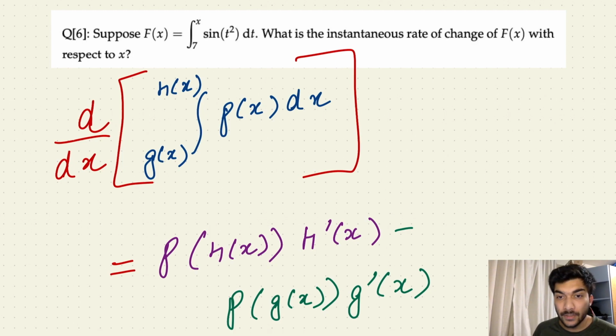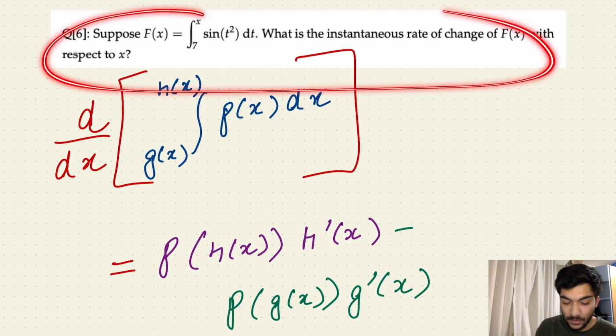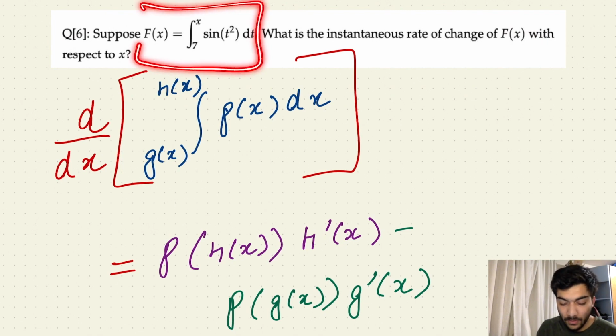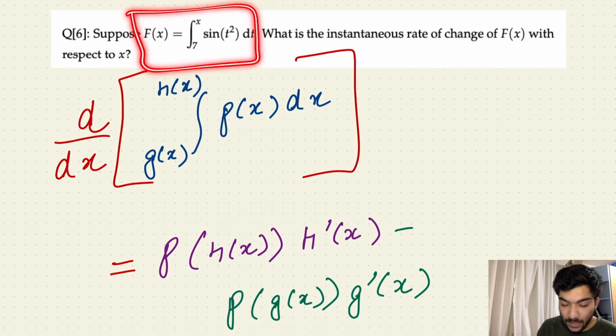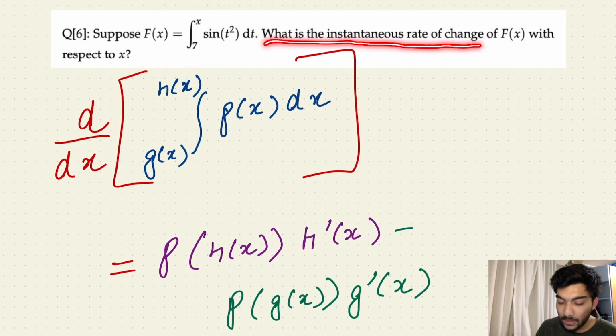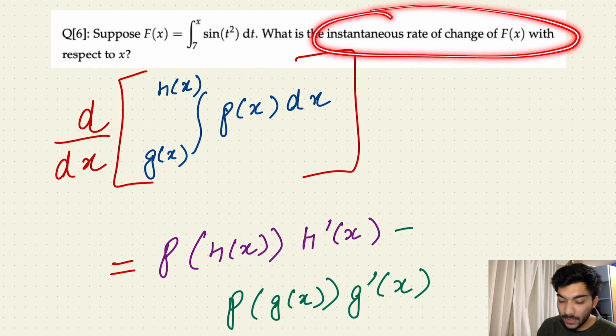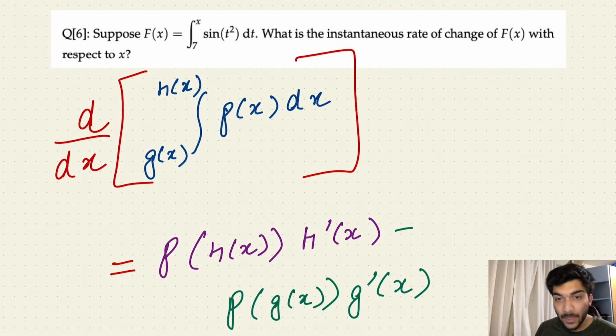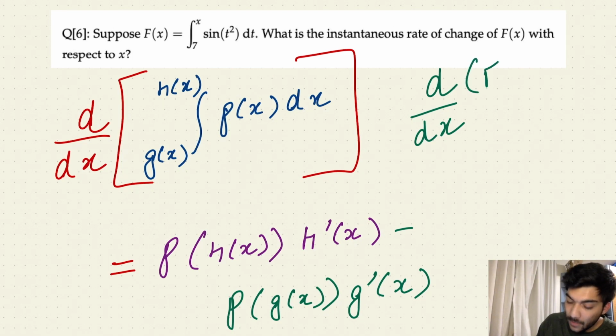And now based on this expression, let's calculate the answer to the given question that we have. In this question you have been given the capital F(x), which is the definite integral, and based on this capital F(x), you have to calculate the instantaneous rate of change of F(x) with respect to x. Whenever I see this term, the rate of change of F(x) with respect to x, I know that I'm dealing with derivatives at this point. So if I have to calculate the rate of change of F(x) with respect to x, that is basically taking d/dx of F(x), right?